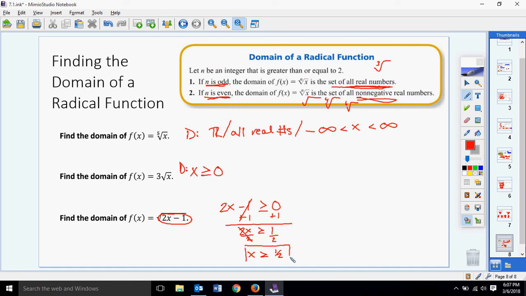That means something to me. That's saying, hey, if you want to plug something into this function, it's got to be 1/2 or more. Can't be anything less. Try plugging in like 0.25. If you plug in 0.25, you're going to get a negative underneath this radical, and you can't take a square root of a negative. Okay, so our domain here, x is greater than or equal to 1/2.